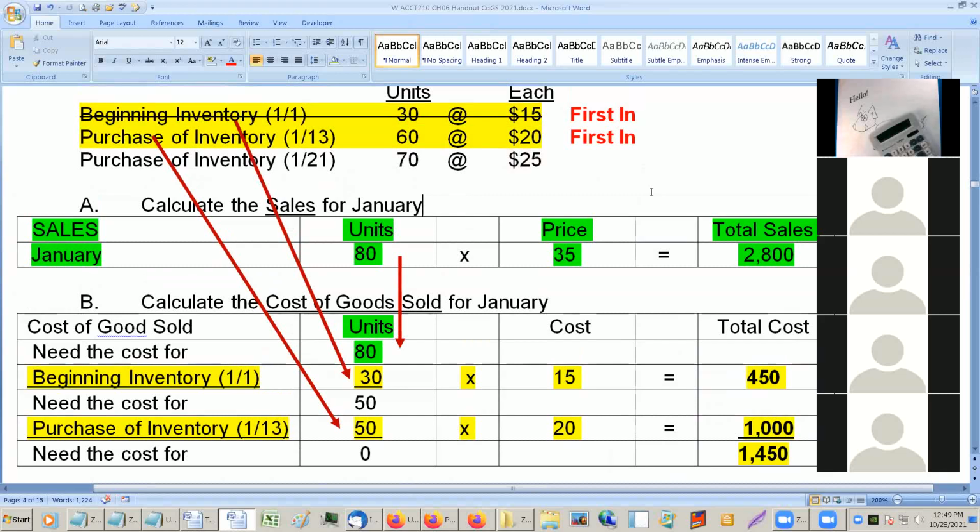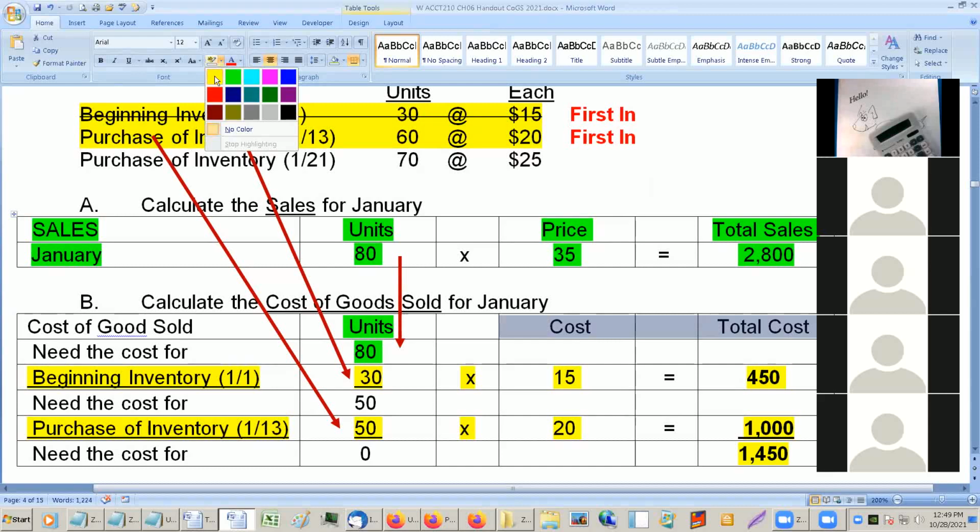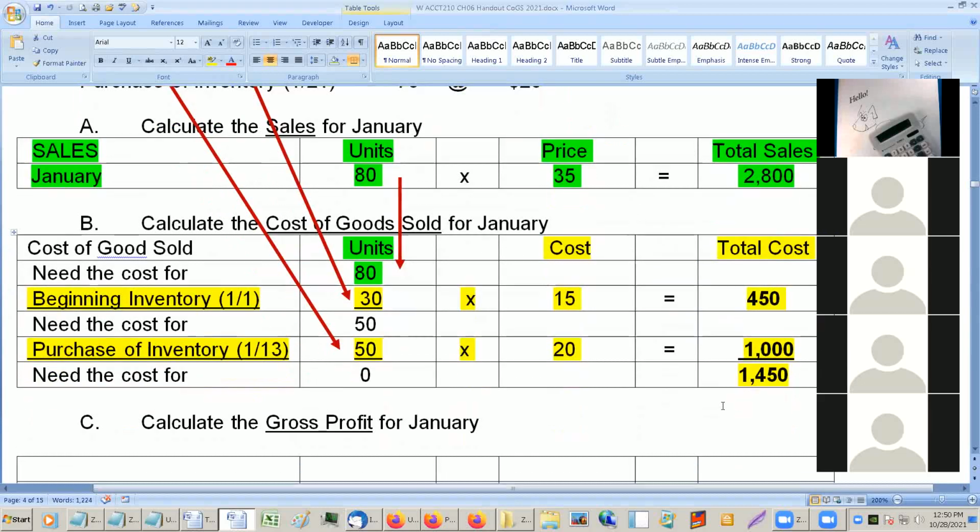Any questions on that? Nope. So our sales are 2,800. Our total costs was 1,450. So we can do our gross profit here.